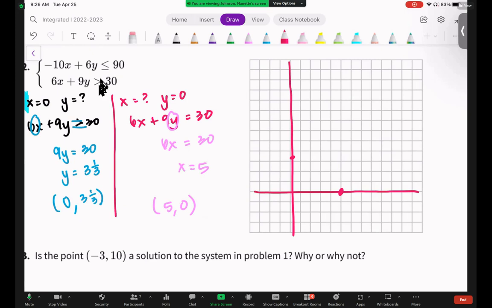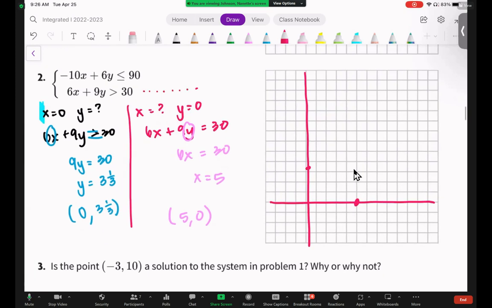Is this line dashed or solid? Well, this one's dashed, which basically means everybody on that dashed line is not a solution for that inequality. Because, for example, if I plug in 5, 0 to here, I get 6 times 5 is 30, plus this is 0. So 30. Is 30 greater than 30? And you're like, no, it's equal to it. So that would be a false statement. So 5, 0 is not a solution on that.